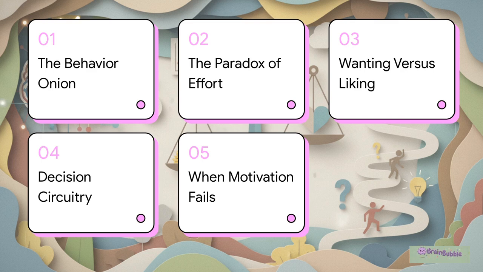First, we'll peel the behavior onion. Second, we'll look at the paradox of effort. Third, dopamine, specifically wanting versus liking. Fourth, we'll map the brain's decision circuitry. And finally, number 5, we'll look at what happens when motivation completely fails.